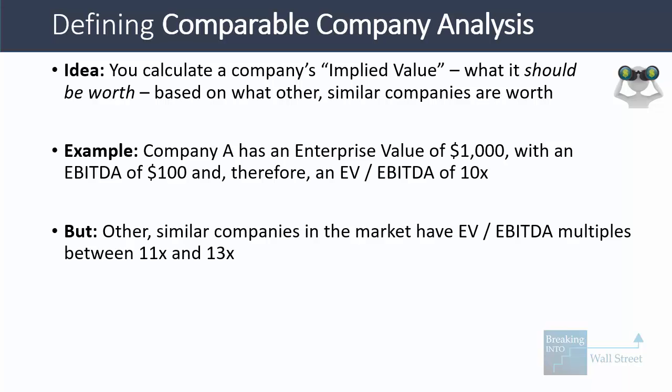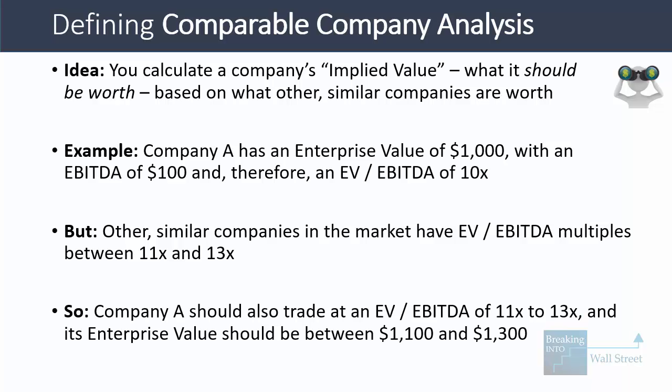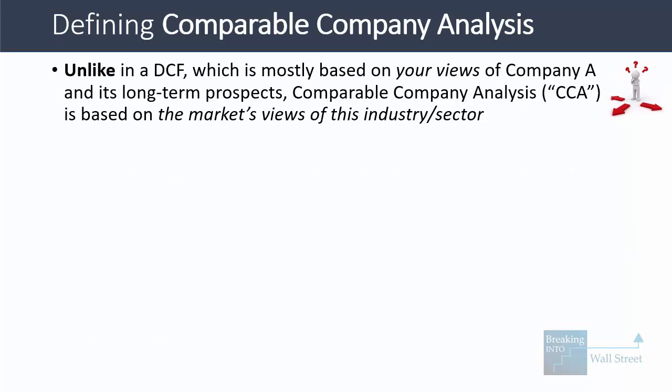You find that these other similar companies have enterprise value to EBITDA multiples between 11x and 13x. Therefore, company A should also trade at enterprise value to EBITDA multiples between 11x and 13x. And so its enterprise value should be 100 times those multiples, giving you values in between 1,100 and 1,300. So that is the basic idea here.